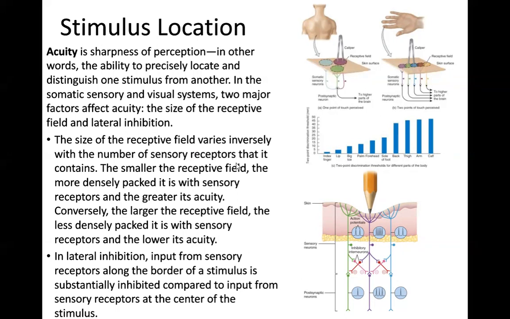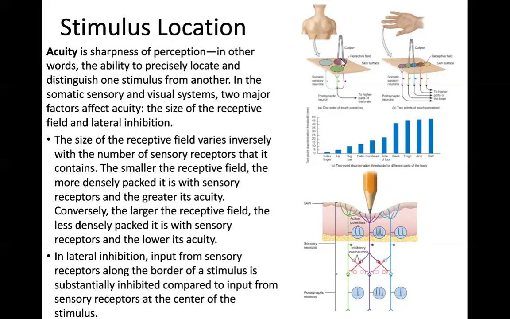The smaller the receptive field, the more densely packed they are with one another, and that increases acuity. The larger the receptive field, the less densely packed it is with sensory receptors, and that lowers its acuity. Once again, acuity is the ability to precisely locate and distinguish one stimulus from another.